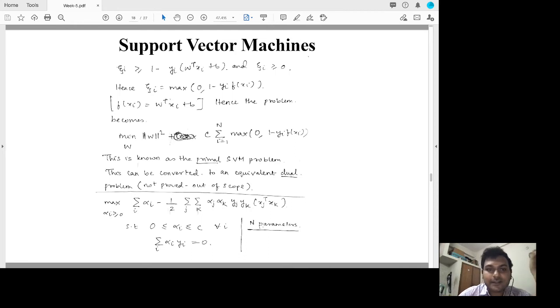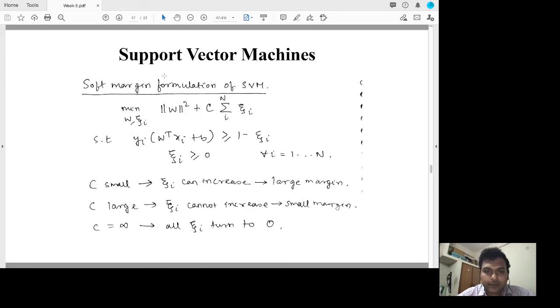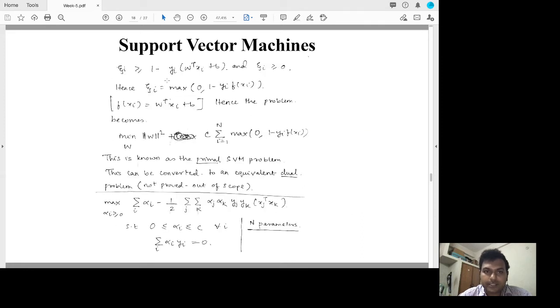So the first thing is, see, from this equation, yi into w transpose xi plus b greater than 1 minus xi, you can put xi onto the left side. So xi becomes greater than 1 minus yi into w transpose xi plus b, and xi greater than 0 was already there. So basically you can define xi as the maximum of 0 and 1 minus yi into f of xi, where f of xi is w transpose xi plus b.